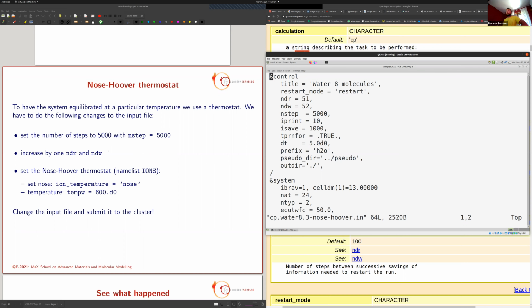So increase by 1 the number of ndr (number directory read) and ndw (number directory write). As always, we don't want to overwrite the restart files, because we may want to restart later from a previous step of the simulation. So we increase this, and it has to point, of course, to a valid restart directory.